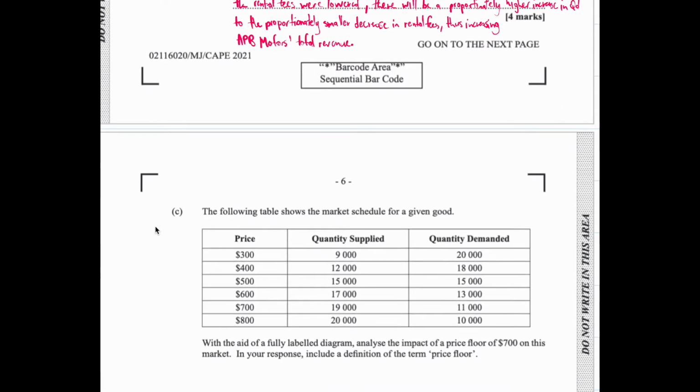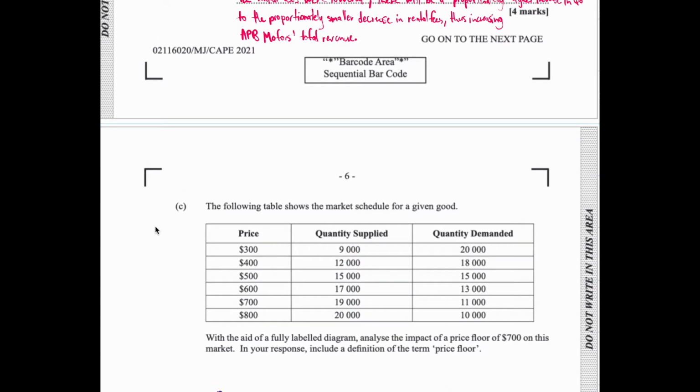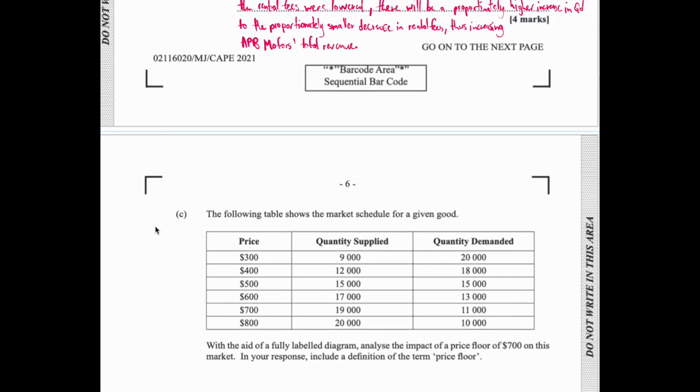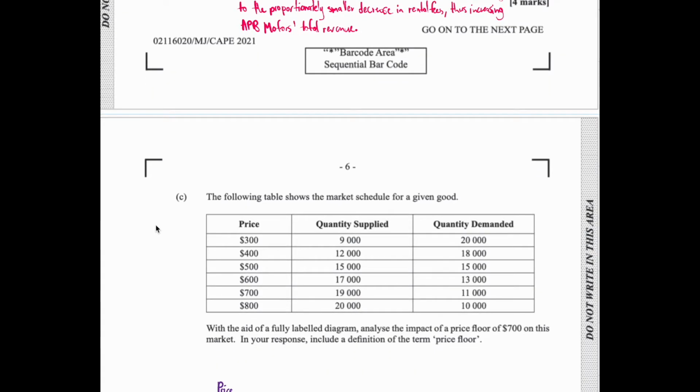So, the table shows the market schedule for a given good, right? So we have the price, we have the quantity demanded, and we have the quantity supplied. So from this diagram, we can obviously tell that we're going to create some type of market equilibrium graph, right? And it says, with the aid of a fully labeled diagram, analyze the impact of a price floor of $700 on this market. In your response, include a definition of the term price floor.